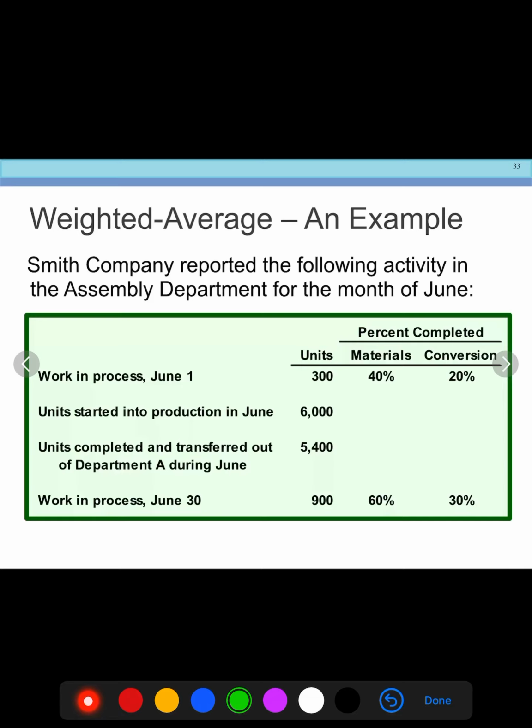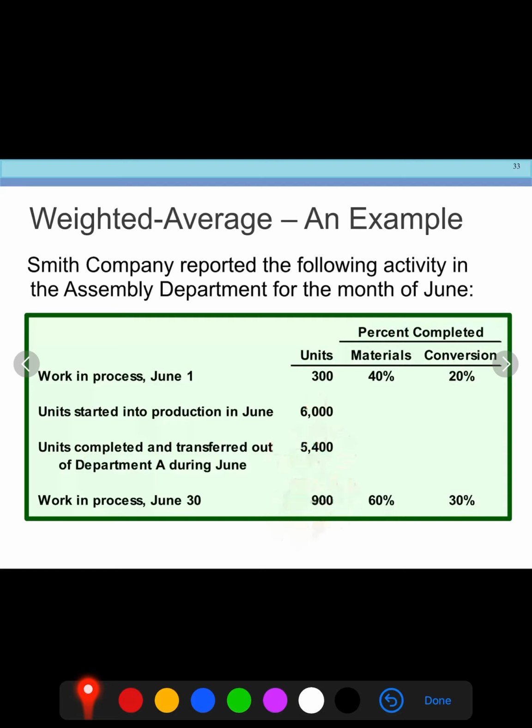So let's have an example. Smith Company reported the following activity in the assembly department for the month of June. So you have here work in process beginning of 300. Units started into production in the month of June, 6,000. Units completed and transferred out, 5,400. And work in process, June 30, 900.